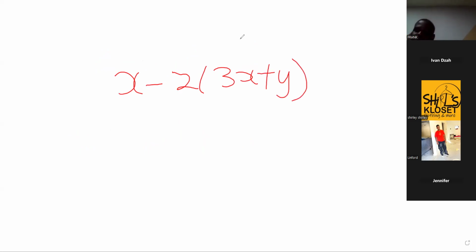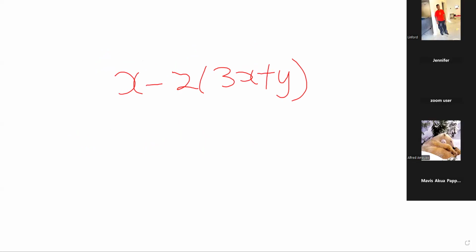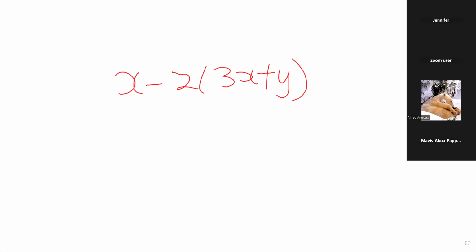How many terms are here in this expression? 1. Okay. Let's look at it.